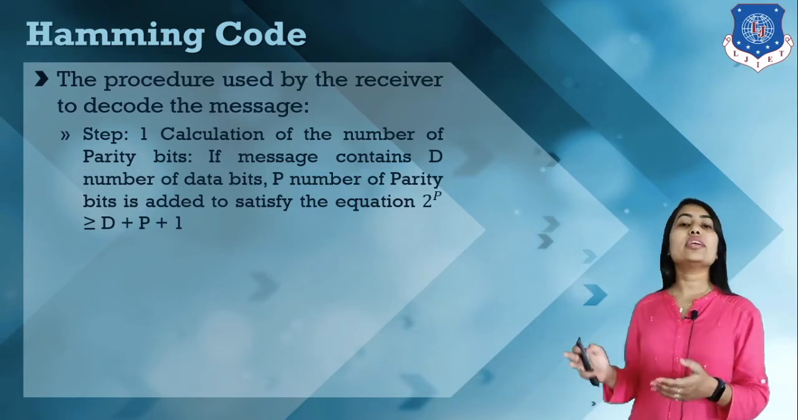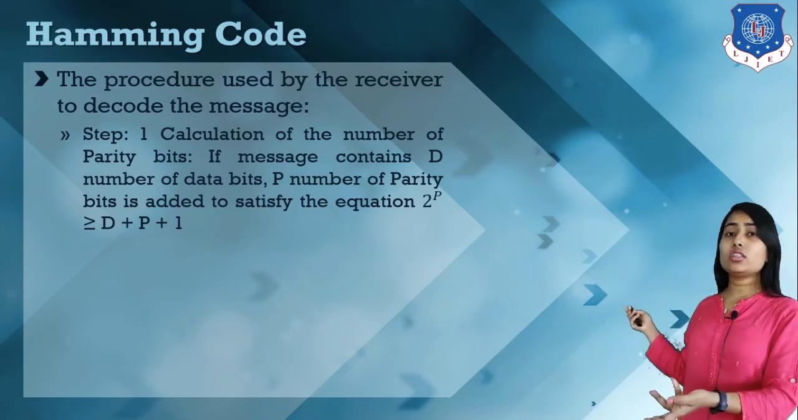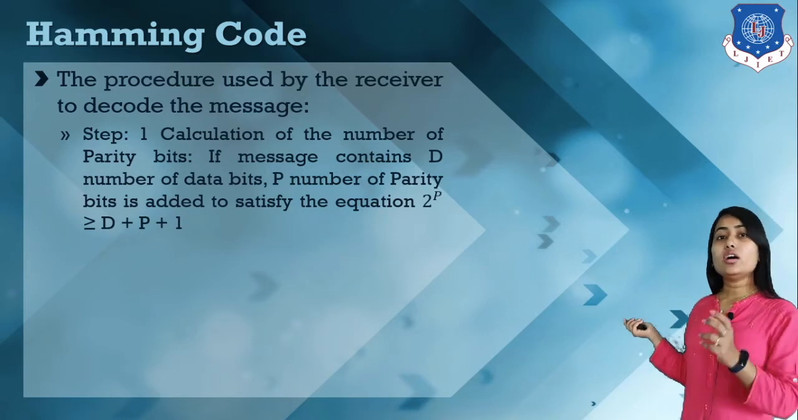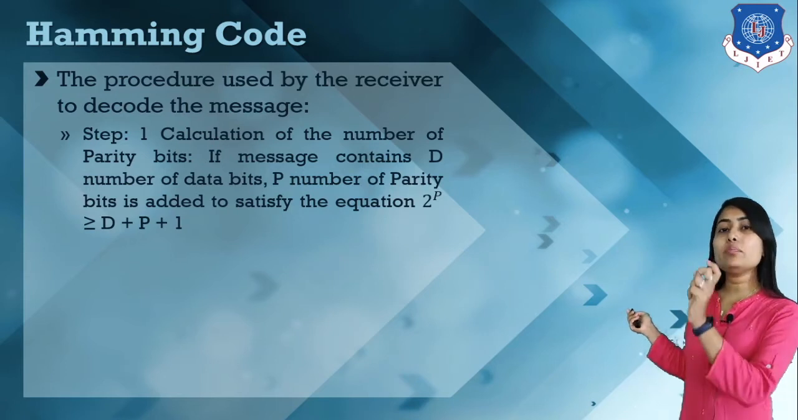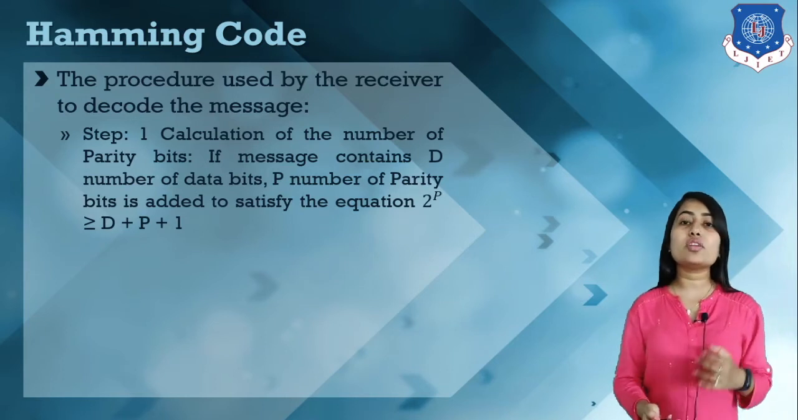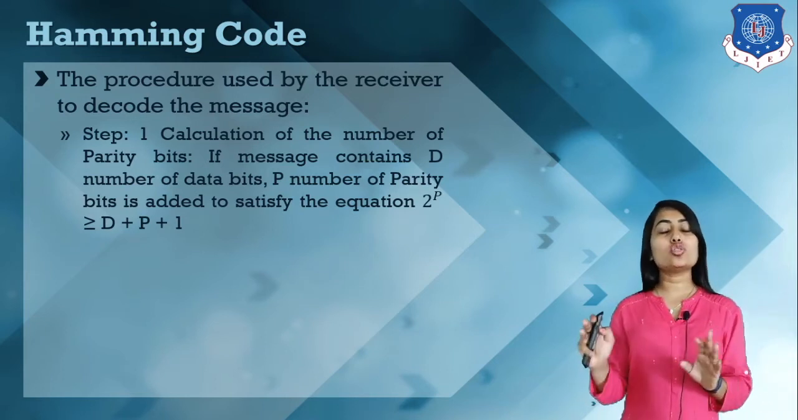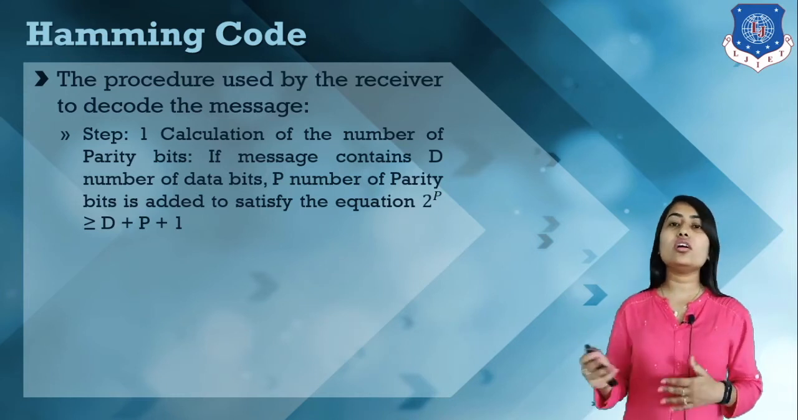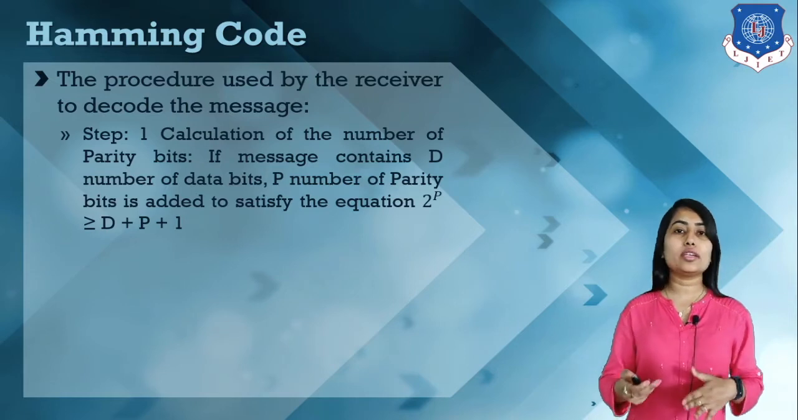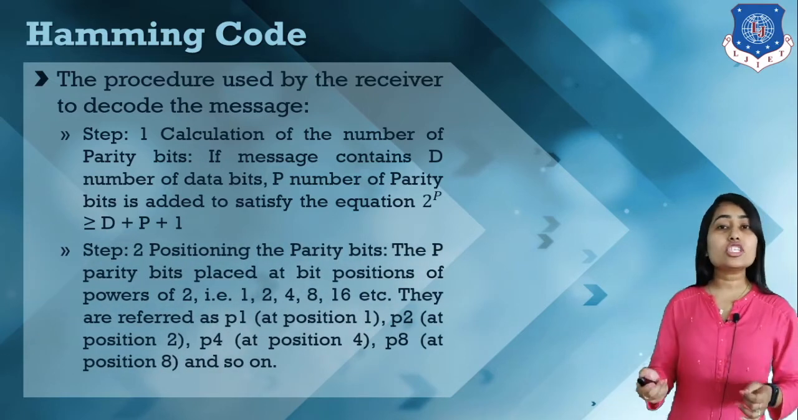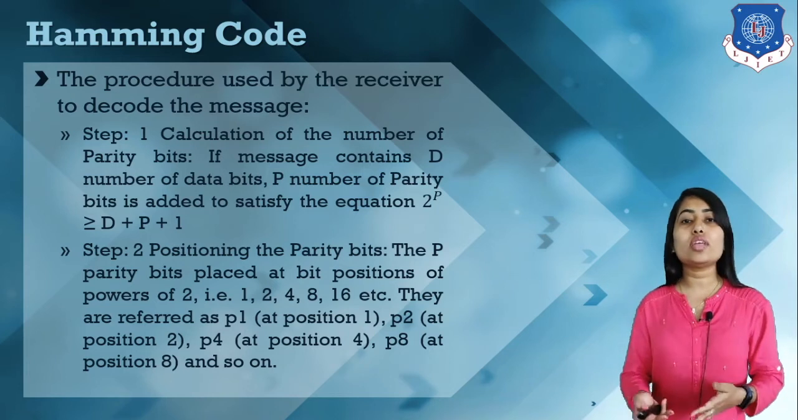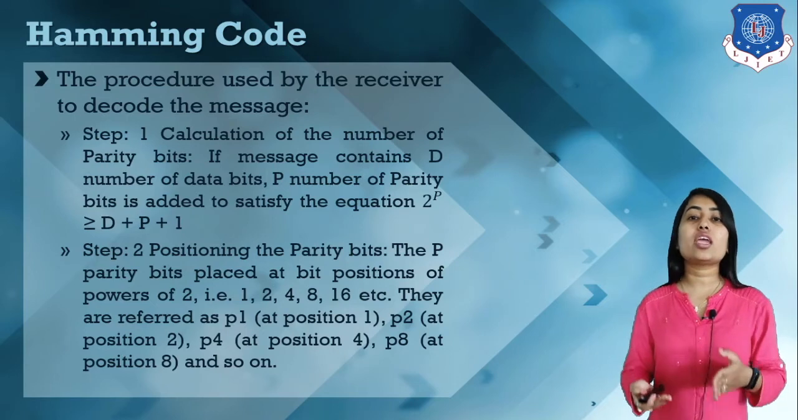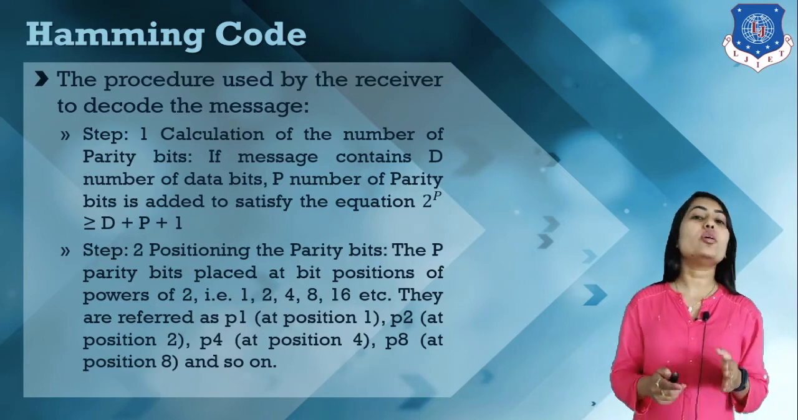Okay, so here we have to check that with the help of this equation, 2 raised to p greater than or equal to d plus p plus 1. Okay, here at the receiver side we have d plus p, that means the transmitted data with parity. So at the receiver side we have d plus p values. Okay, and we have to check this inequality, so we get the number of parity bits. Okay, then we have to check at which locations parity bits are included. So we know that at power of 2 positions parity bits are included, that means at the first, second, fourth, and 8th locations our parity bits are included.